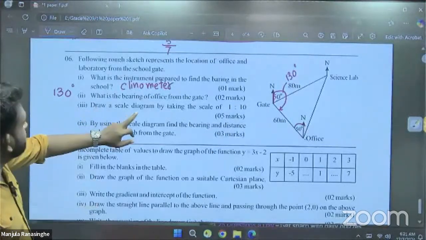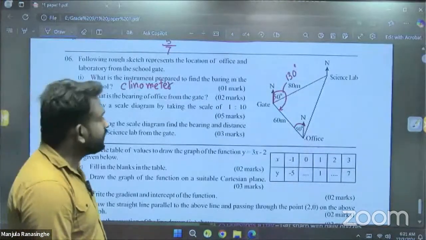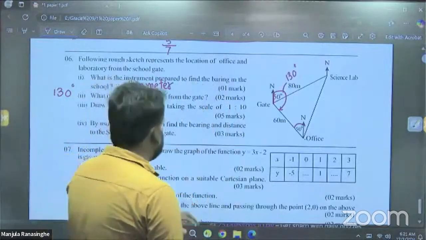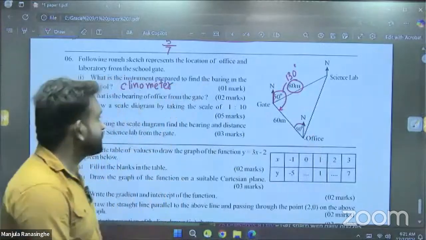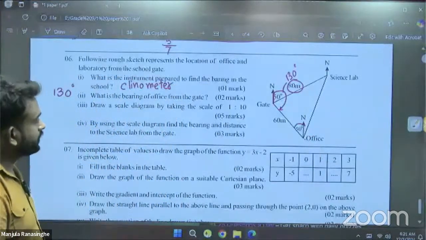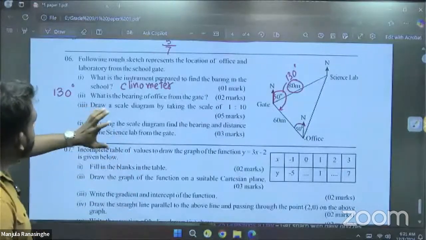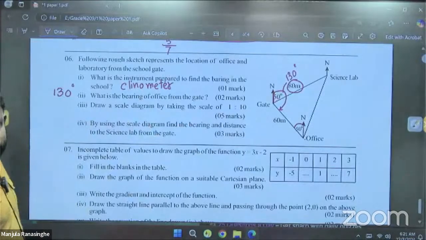Then draw a scale diagram by taking the scale 1 to 10. Scale diagram 1 to 10. Then how to do that? Right, here 80 meters there. Then decide what the distance should be for 80 meters to draw it.